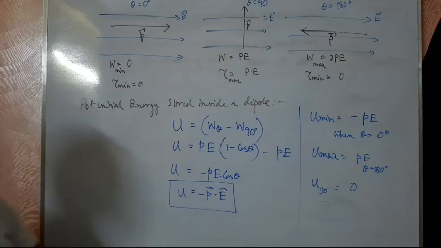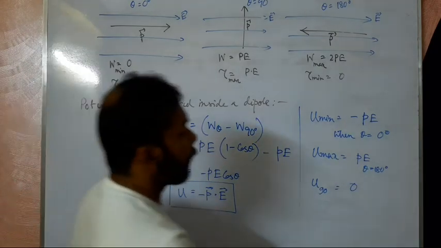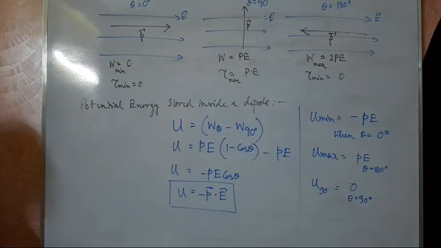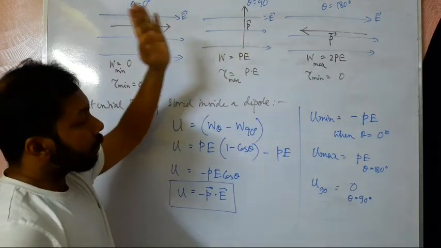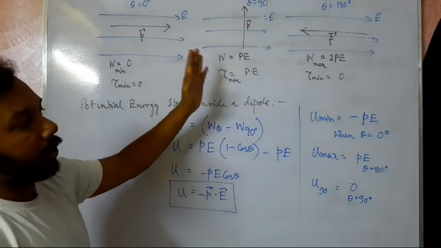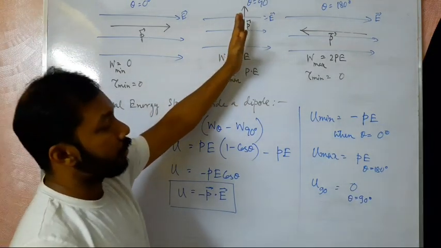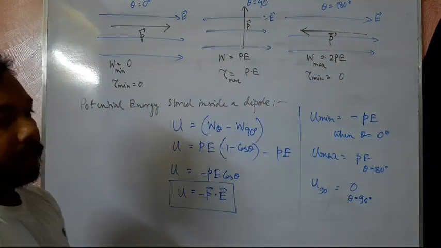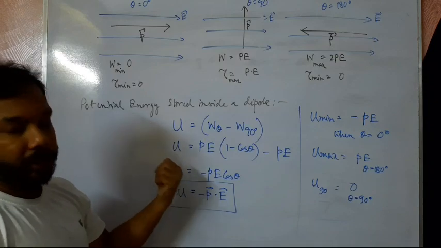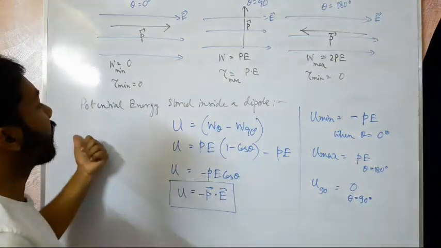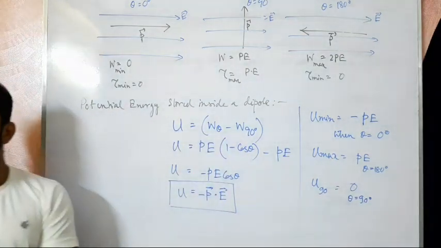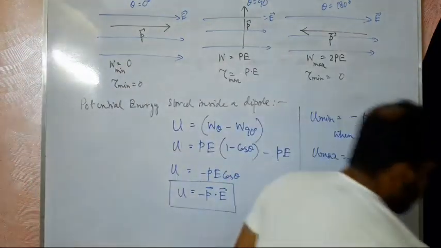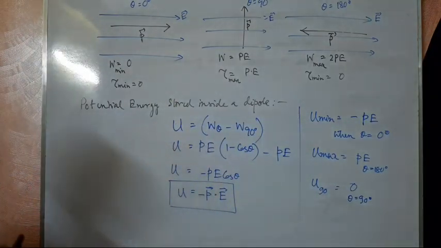So we have chosen 0, that means theta equals 90 degree, as the standard position. That is why we have said when we rotate any dipole from theta equals 90 degree to any other angle theta, then the amount of work done stored inside the dipole is called the potential energy stored inside the dipole. So that was the amount of potential energy, and this can be represented in a graphical representation.